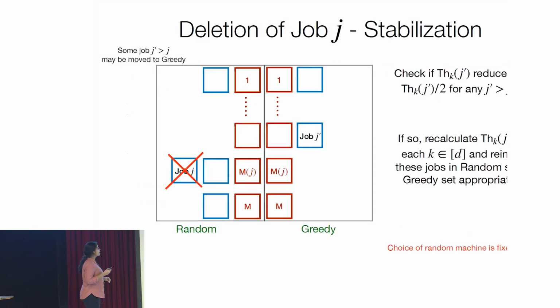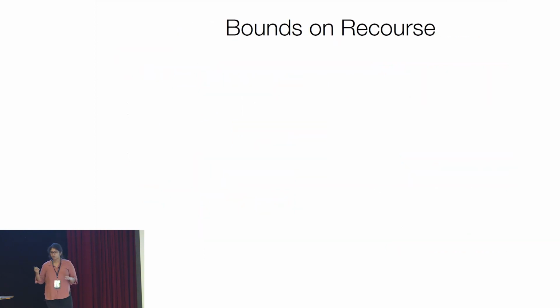So let's analyze the recourse for this. Okay, I just want to reiterate here, job J prime, if it was reassigned to random, it would be reassigned to the same machine because the choice of this random machine is fixed. It's not changed at all. And because of that, we're going to get low recourse, right?